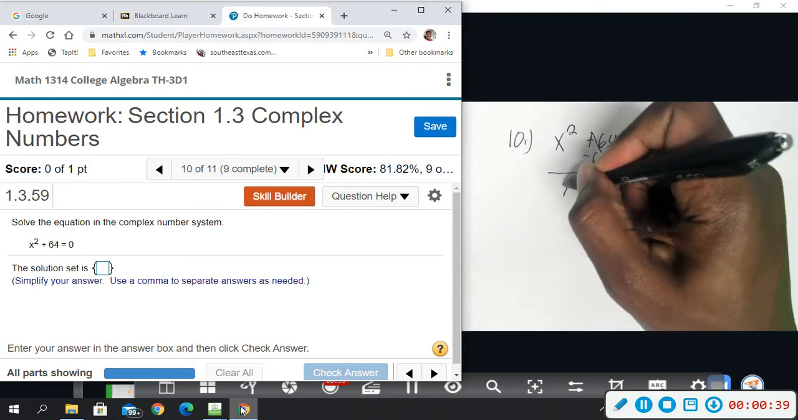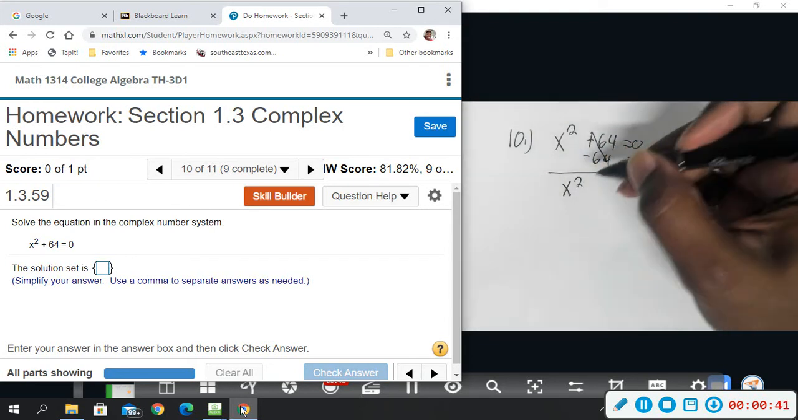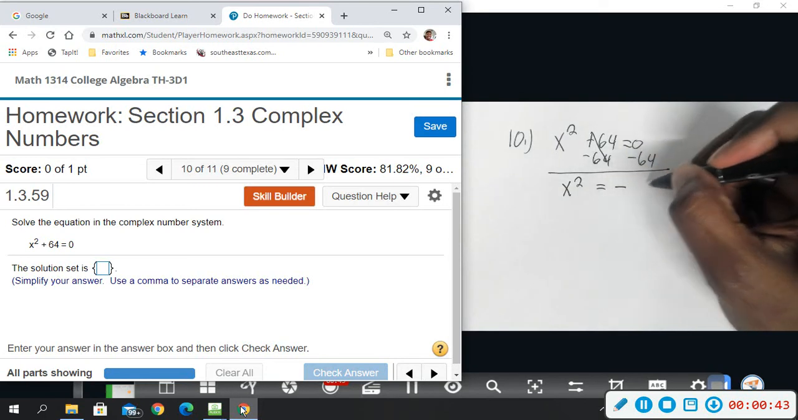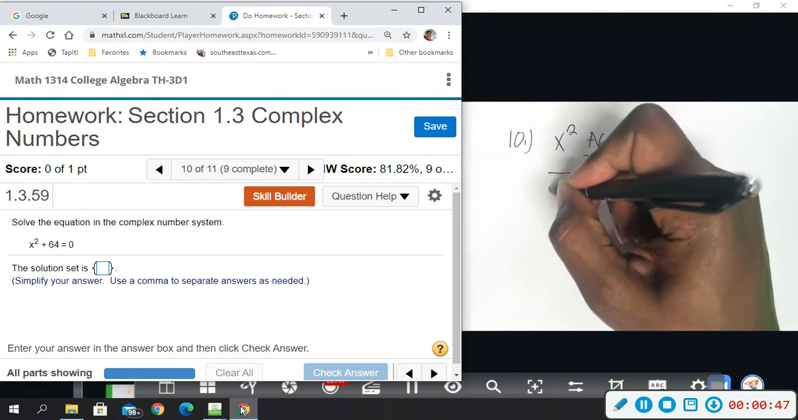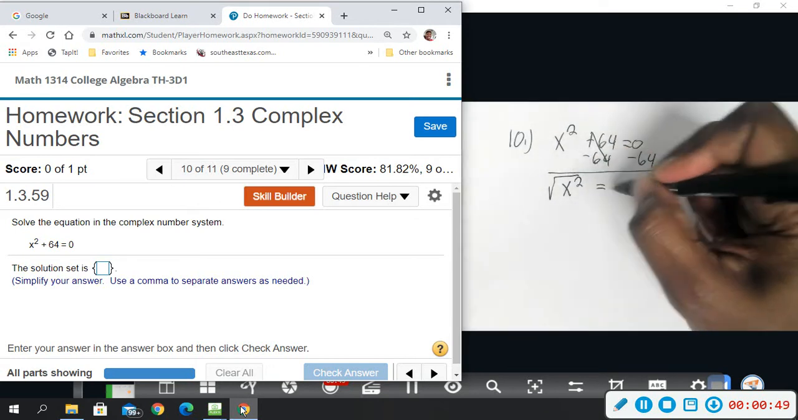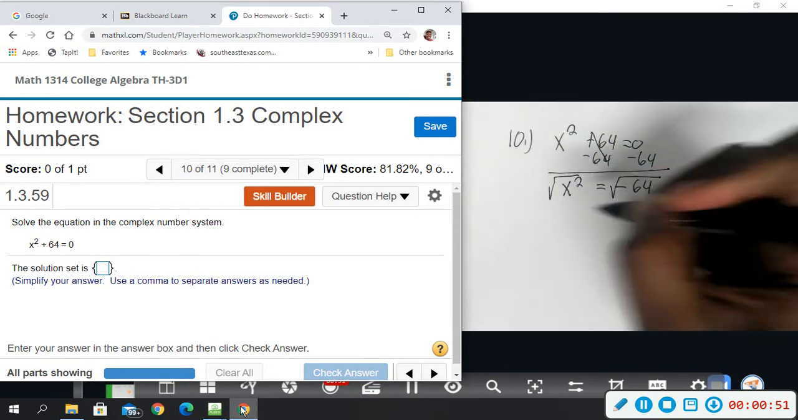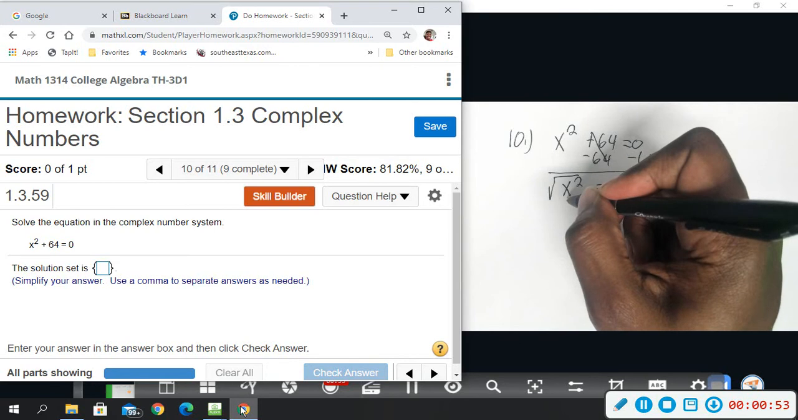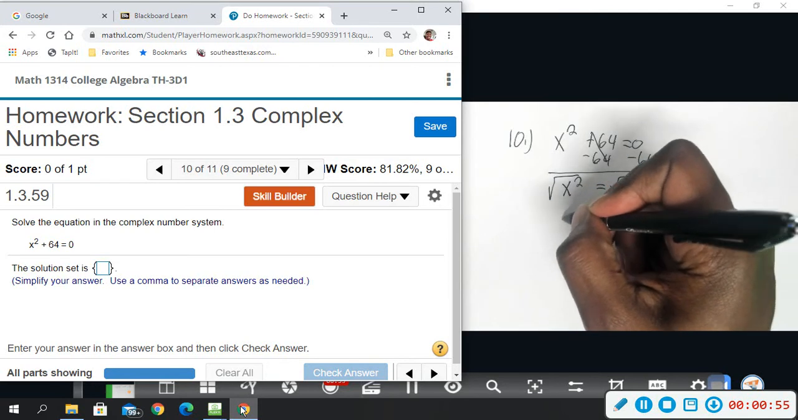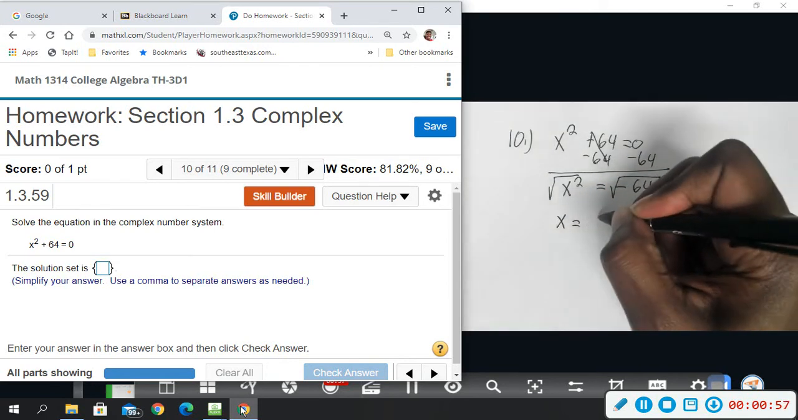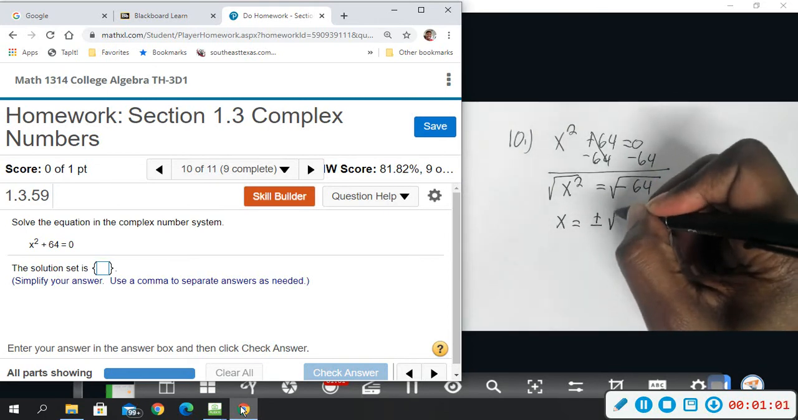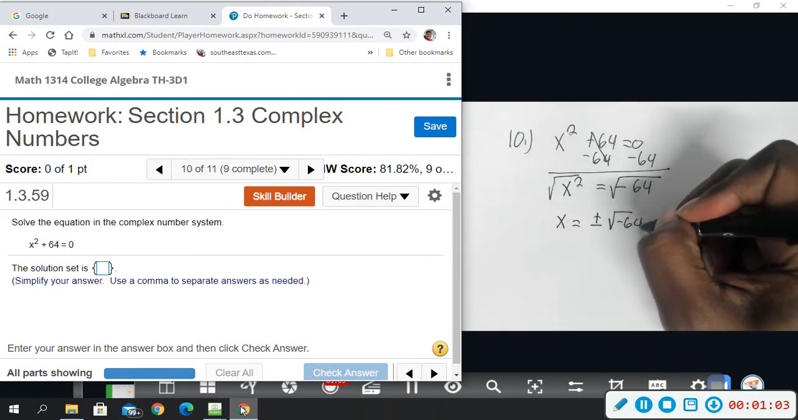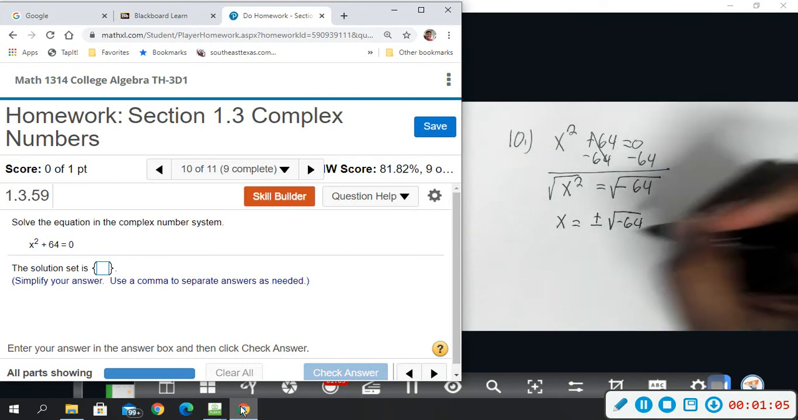That gives us x squared equals negative 64. Then we're going to take the square root of both sides to get x by itself. And when you do so, we get x equals positive or negative square root of negative 64. Whenever you take the square root of a number, you have to take positive and negative.